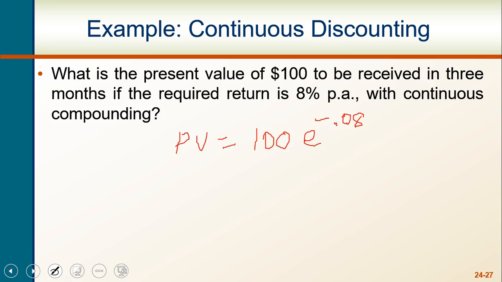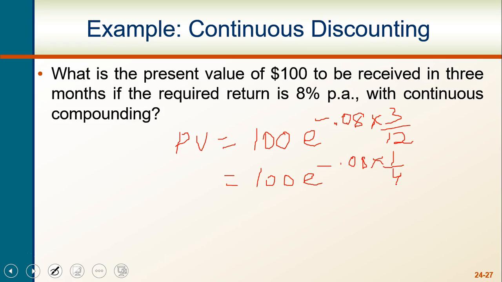Another thing to note here is that when you use the time in the exponent, it is always supposed to be in terms of years. So 3 months is going to be how many years? 3 months is going to be 3 over 12 years, because there are 12 months in a year. So multiplied by 3 over 12, which will basically give you 1 over 4. So this boils down to 100 multiplied by e raised to the power of minus 0.08 multiplied by 1 over 4.